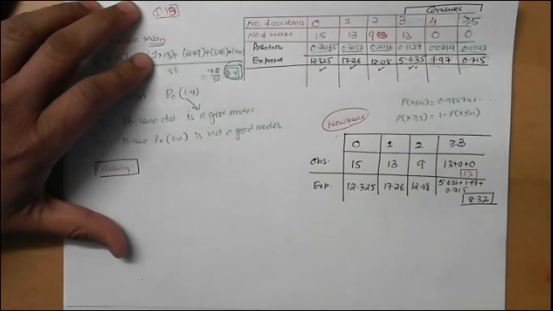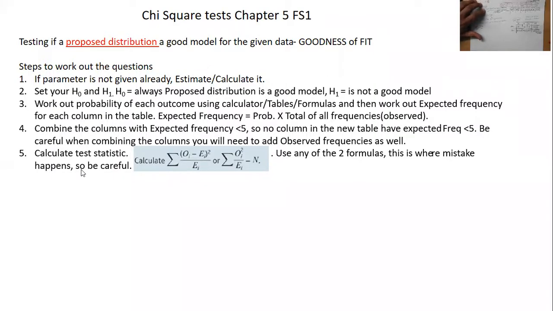Let me check the next step now. So step number 5 is you calculate the test statistic, either using this formula or the second. I prefer the first one. This is just a choice. And use any of the two formulas.